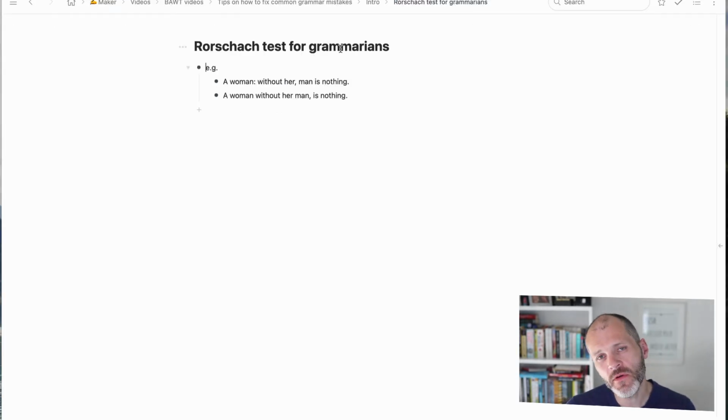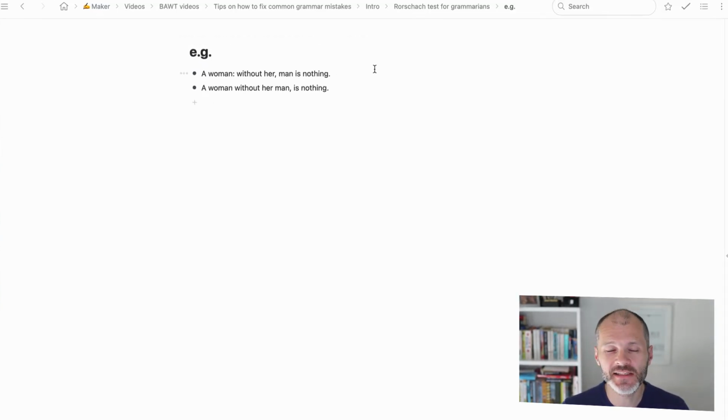Before we do that, why even worry about grammar mistakes? Well, here's a popular Rorschach test for grammarians. The next time somebody tells you grammar doesn't matter, give them these two sentences and see what they say. Let me explain. The first instance of this sentence reads, "A woman: without her, man is nothing." So the intention here is that a man is nothing without a woman in his life or without the support of a woman.